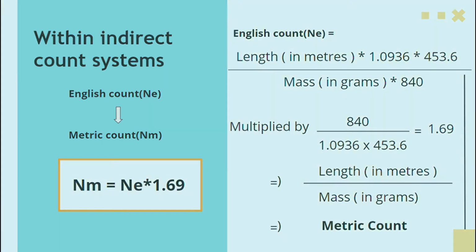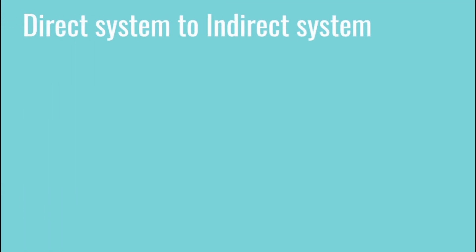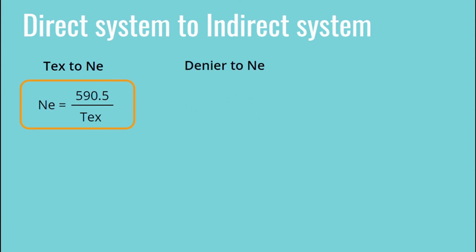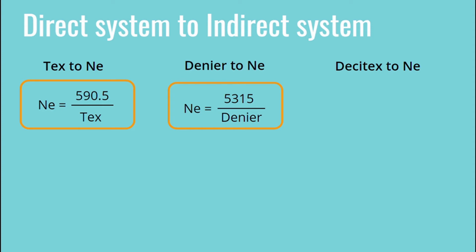Next is the conversion from the direct system to the indirect system. First is the conversion of tex, denier and decitex to any count. Tex to any, it is 590.5 divided by tex. Denier to any, it is 5315 divided by denier. Decitex to any, it is 5905 divided by decitex.